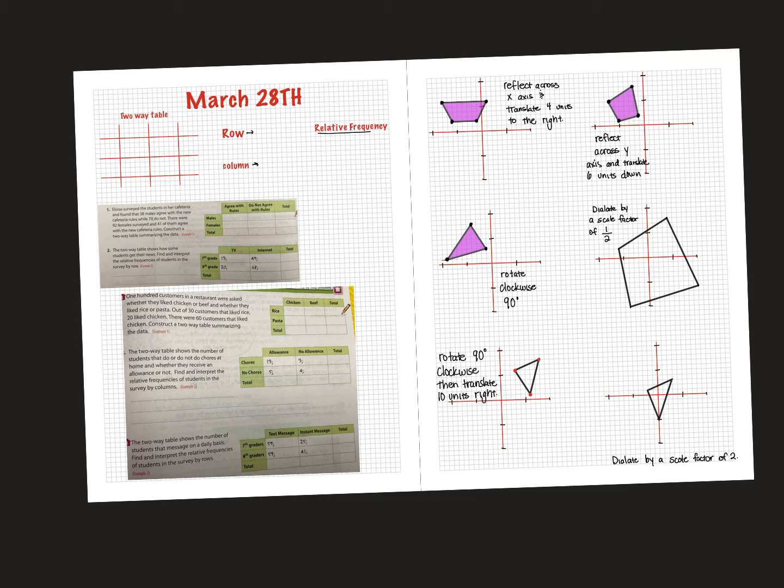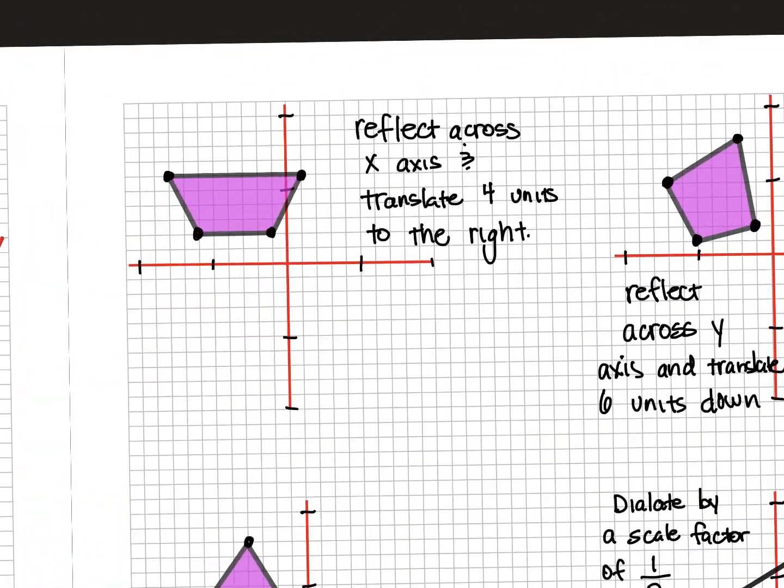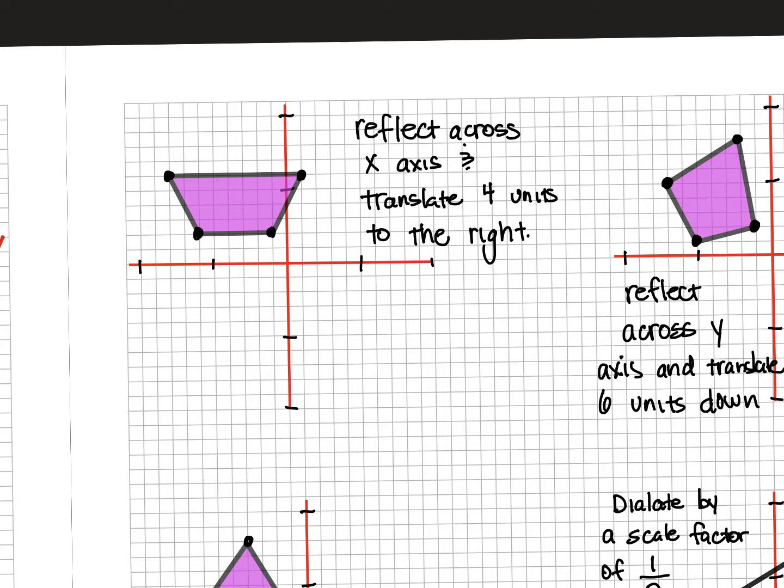All right, guys. I'm only going to do the second page, because the first page we would have done in class. So let's take a look at some of these, just in case you're still having a hard time with them. It says reflect across the x-axis and translate 4 units to the right.